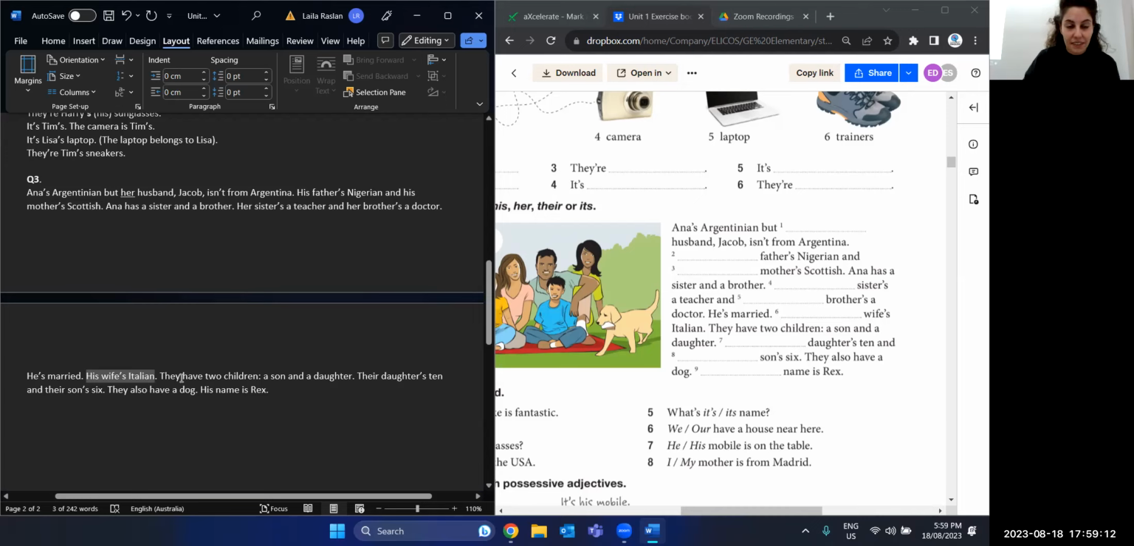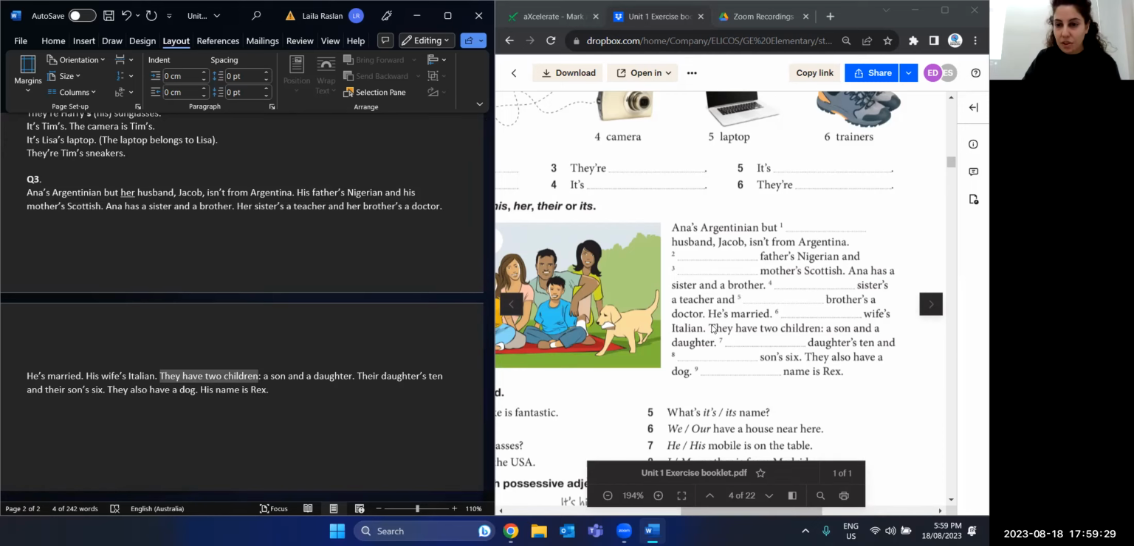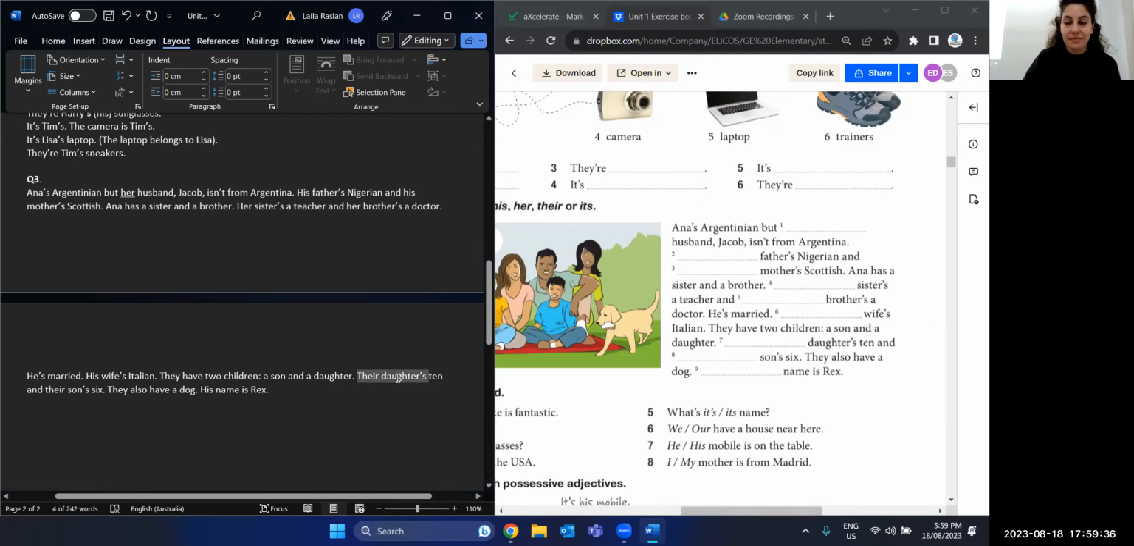Jose? Yes. They have 2 children. No, number 7. Sorry, so they have 2 children, a son and a daughter. Their daughter's 10 and their son's 6. So that means their daughter is 10 and their son is 6. Not the possessive. This one is using is. So it looks the same with the apostrophe S, but it's not to say his or her, it's to say is.